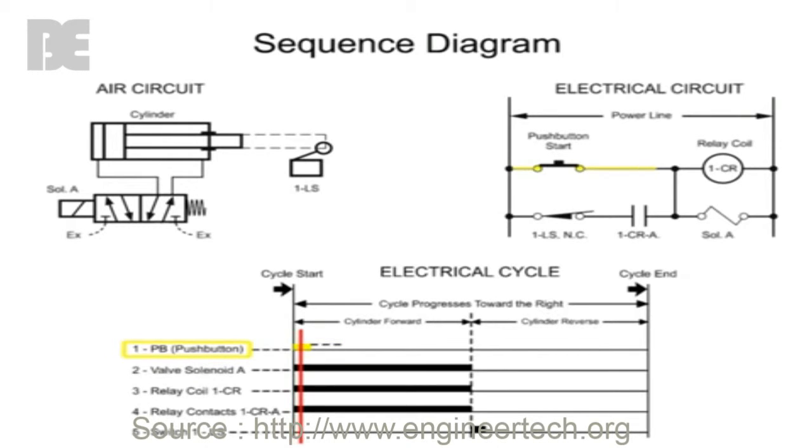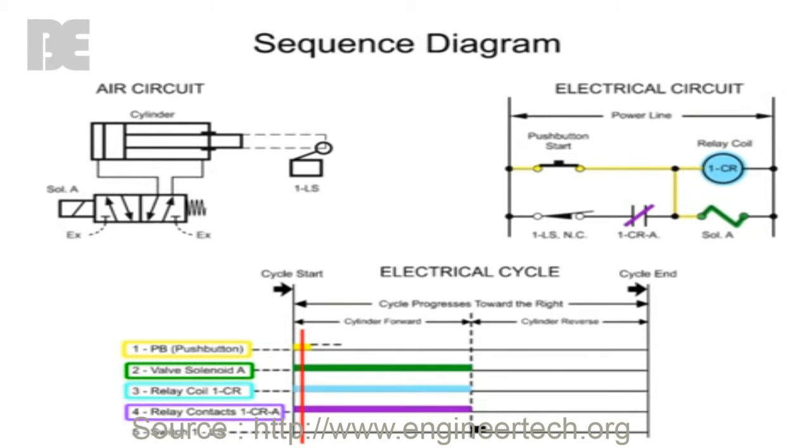When the push button is depressed, the relay coil and the valve solenoid immediately become energized, as shown on lines 2 and 3. Now that the relay coil is energized, relay contact 1 CRA closes and also becomes energized as indicated on line 4. This sets up a holding circuit through switch 1LS and contacts 1 CRA, which keeps current on the relay coil and the valve solenoid even though the push button has been released.